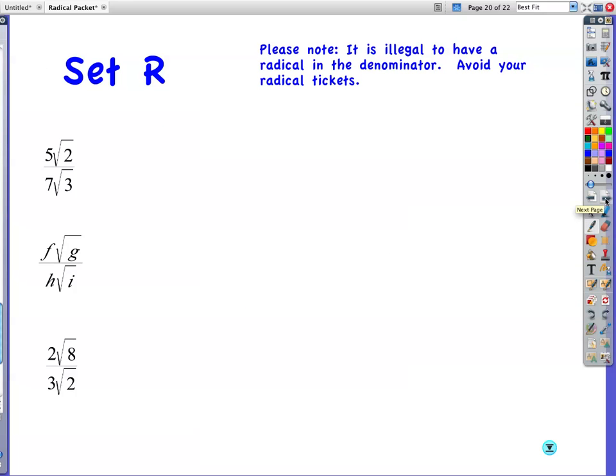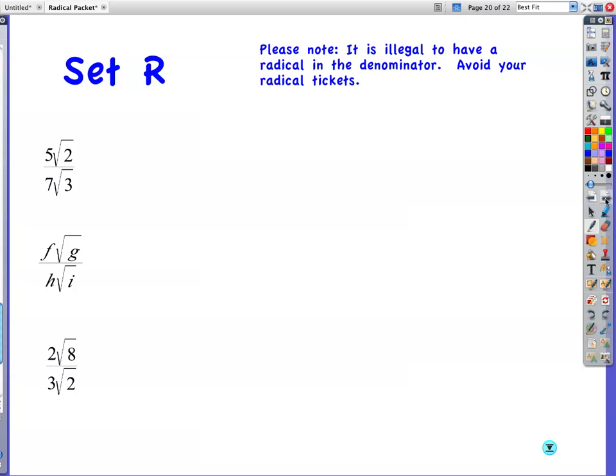Okay, set R. It is illegal to have a radical in the denominator. So now we're going to take the skills that we've learned and apply them to this, except we're going to have this new rule in here. You can never leave a radical, a square root, in your denominator. You can use it in a problem while you're working through it, but your final answer should never have a radical in it. You'll automatically miss it on a test, a quiz, anything that I'm grading.